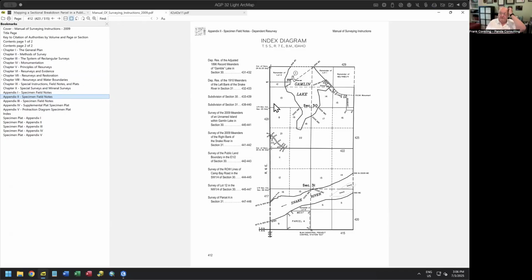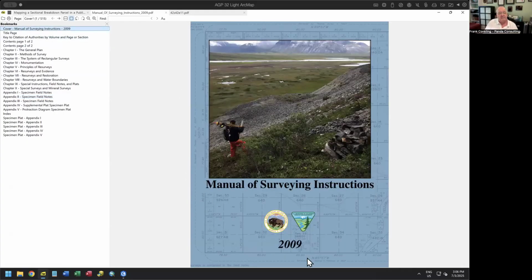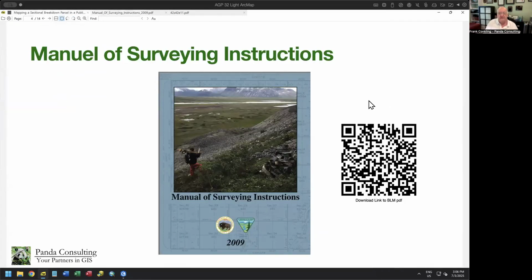I remember when I first started surveying, the edition that I wound up buying was the 1973 Manual of Surveying Instructions, and this is actually the 2009 manual here. So great, great. Hopefully you'll go ahead and download this. It's well worth it if you're interested and want some more information about what this is and how it works.